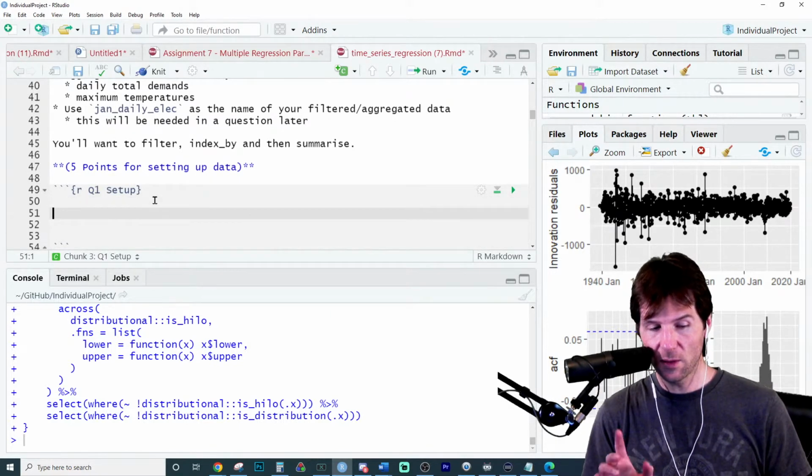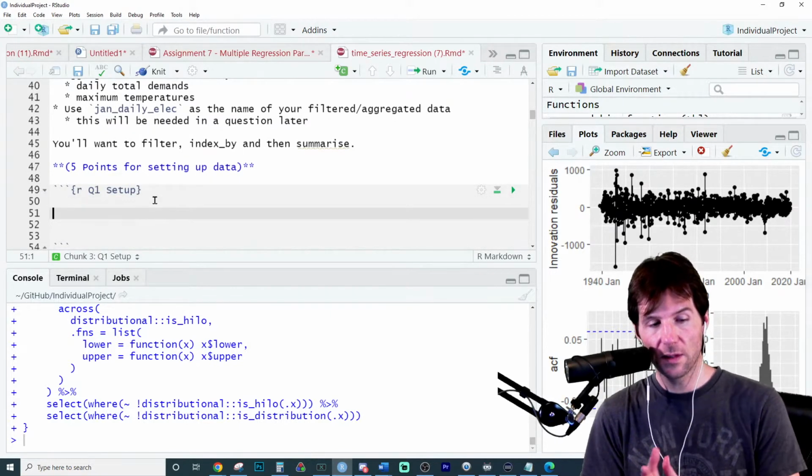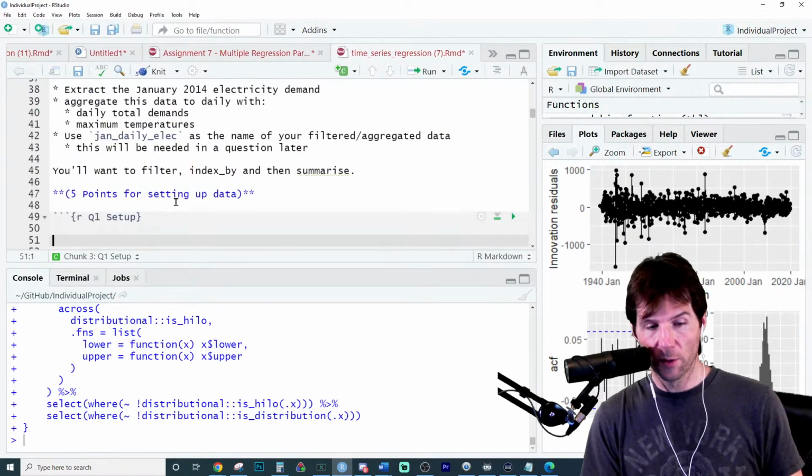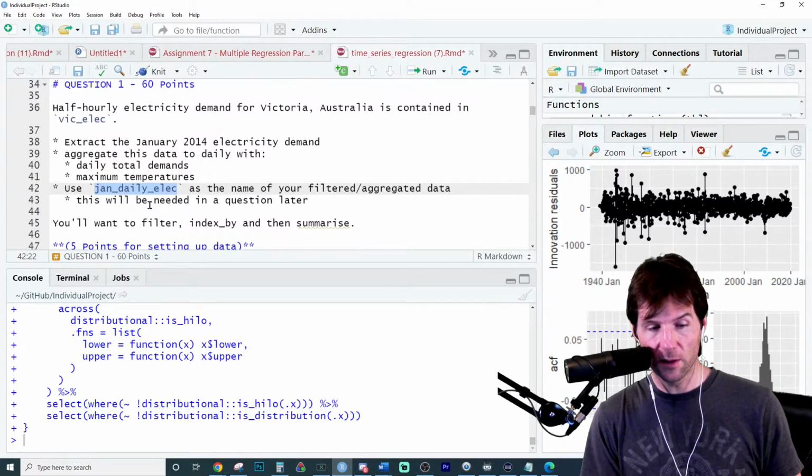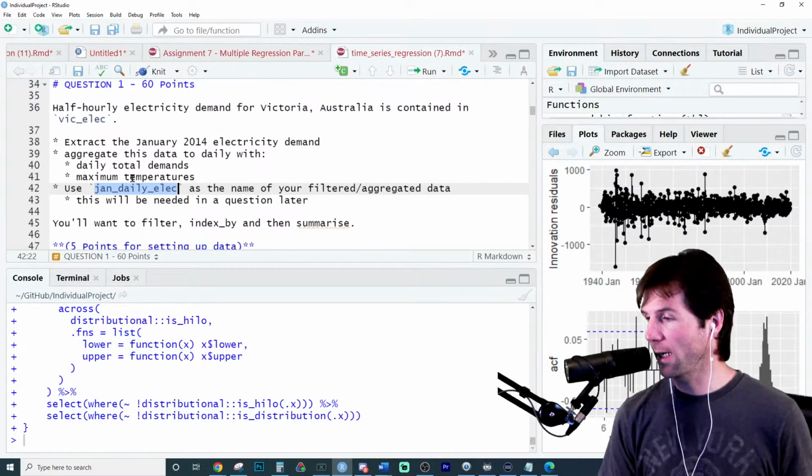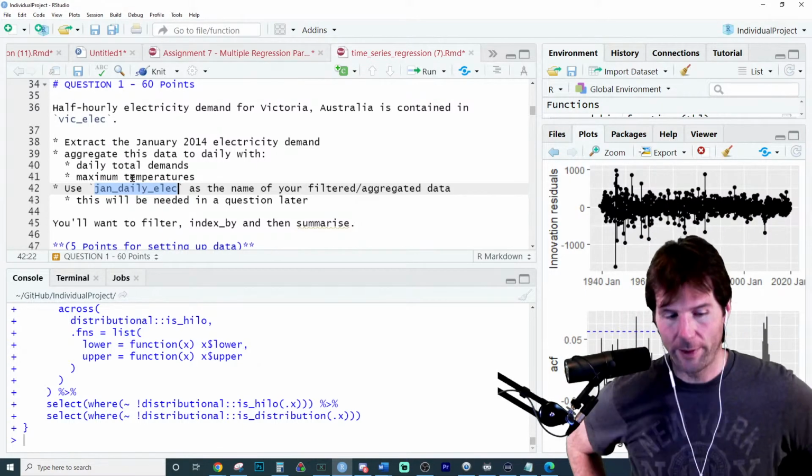It's not the augment, see, that's what gets me. It's the summarize. So we're going to create the January data right here. Let's go ahead and create the January data again. Good practice. Okay, here we go.